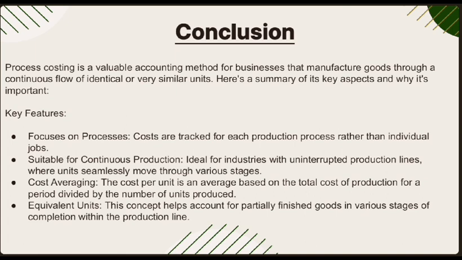Key features. Focuses on processes: costs are tracked for each production process rather than individual jobs. Suitable for continuous production: ideal for industries with uninterrupted production lines. Cost averaging: the cost per unit is an average based on the total cost of production for a period divided by the number of units produced. Equivalent units: this concept helps account for partially finished goods in various stages of completion within the production line.